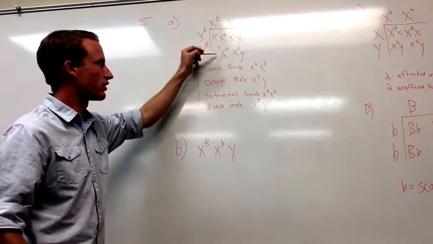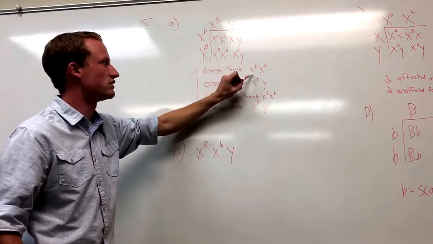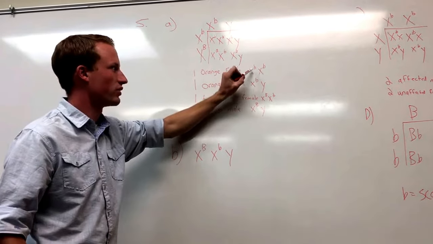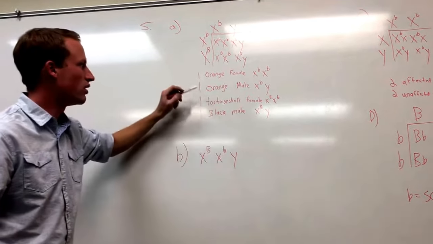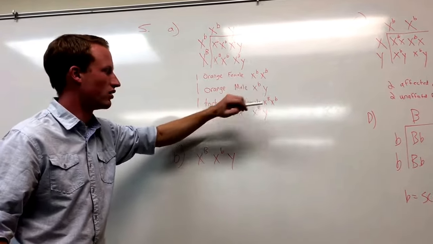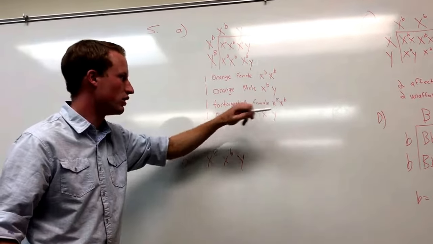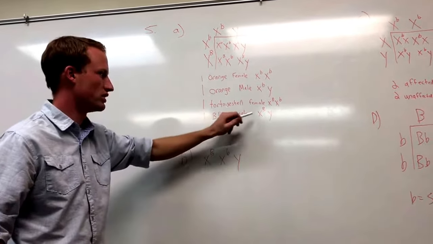And so if you do the cross, you come out with one orange female cat whose genotype is X with a little b and X with a little b as well. One orange male, that's going to be X with a little b and a Y. One tortoiseshell female, X big B, X little b, and then one black male, which is X big B, and then a Y.